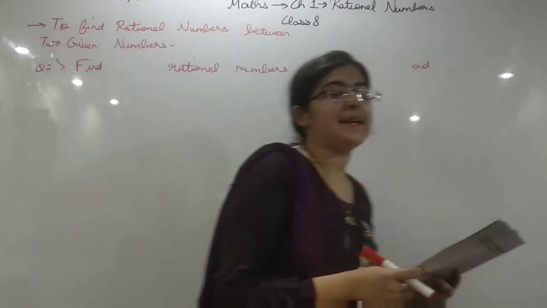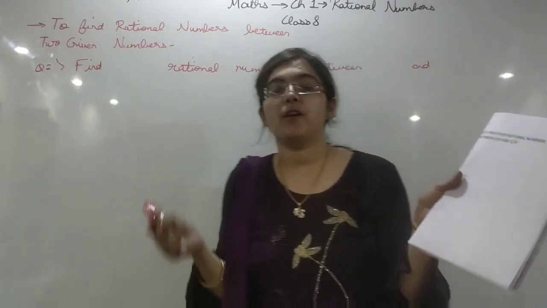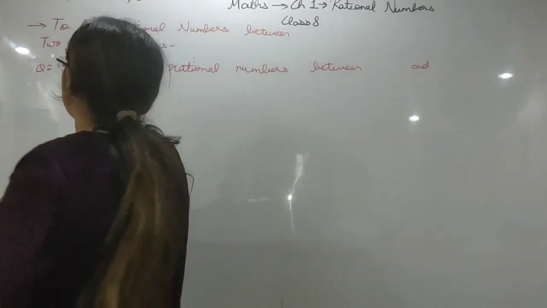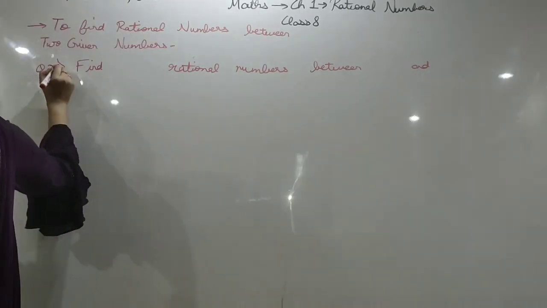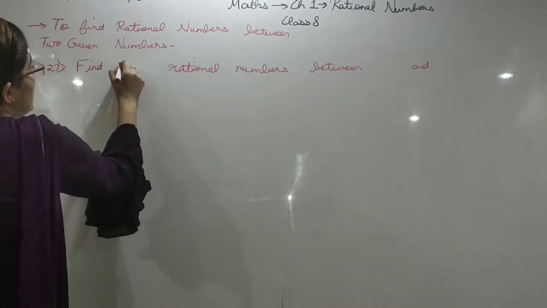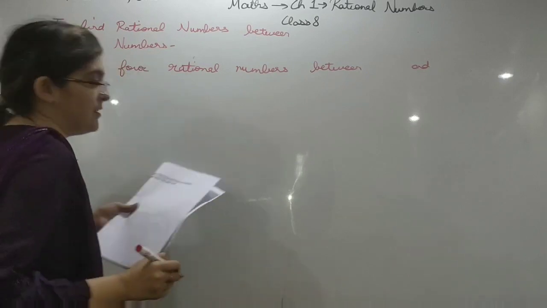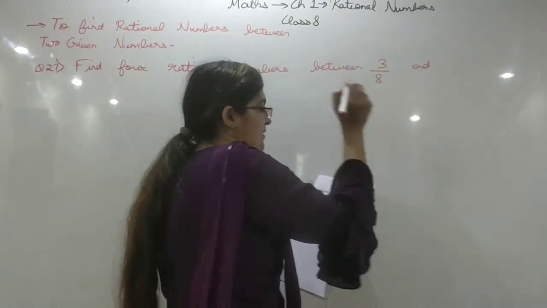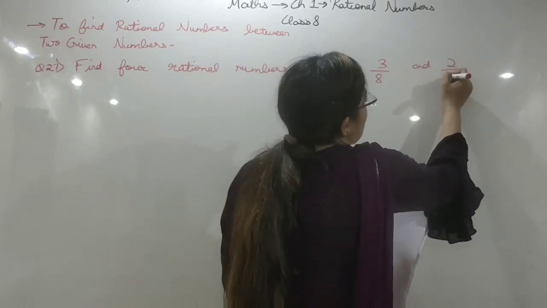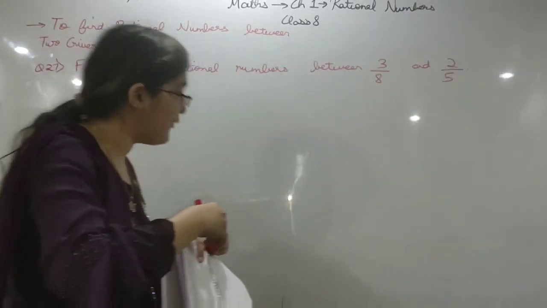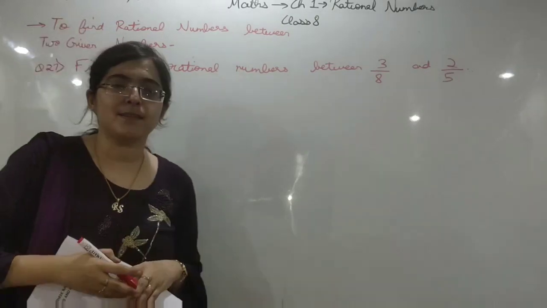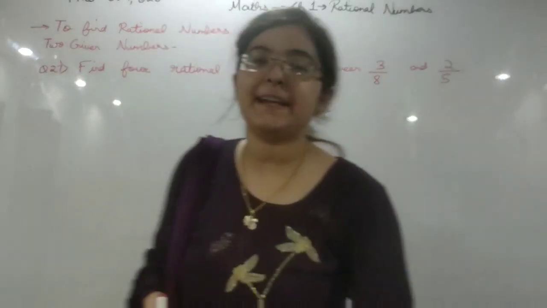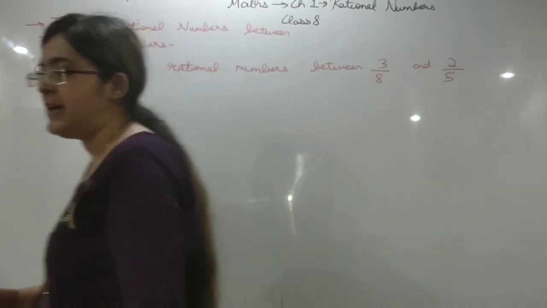See question number 27 now. Open your question bank to question number 27. What it is saying: find four rational numbers between 3 by 8 and 2 by 5. You have to find four rational numbers between 3 by 8 and 2 by 5. Let's start.